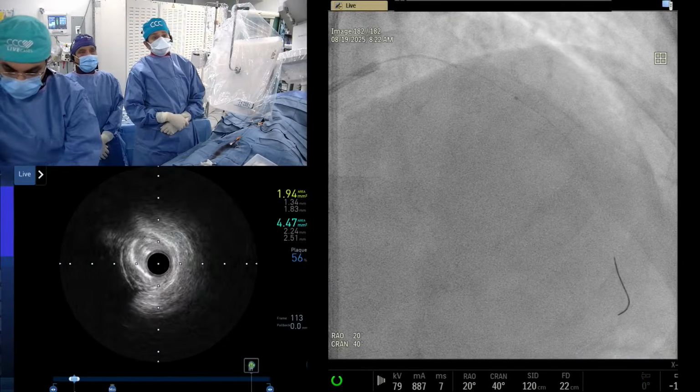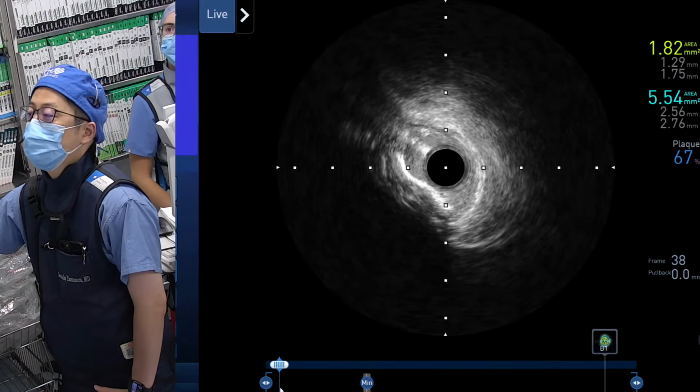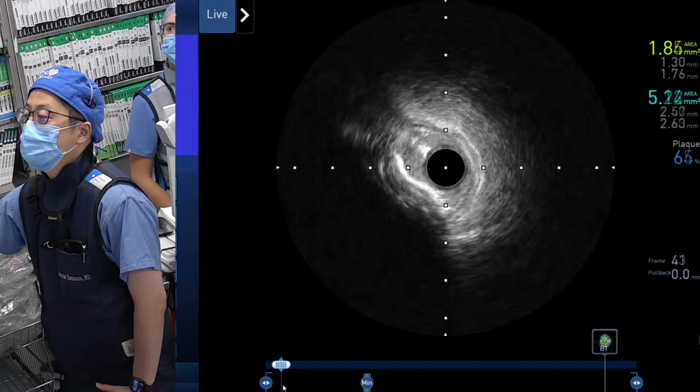Extreme degree of plaque. Look, this is the start of the pullback. I mean, not pullback, but the start of the imaging. I think it carried at the level of D2. It would not go further down.